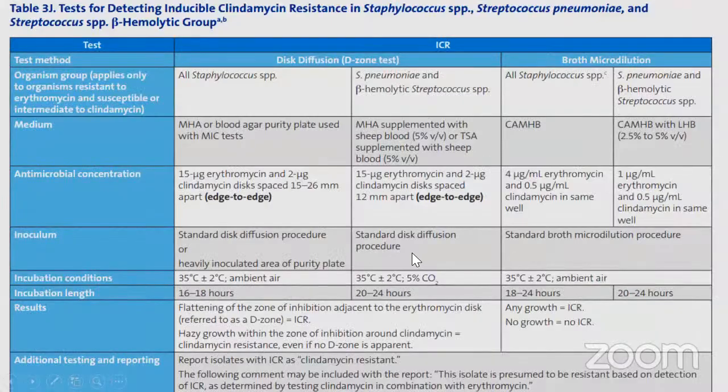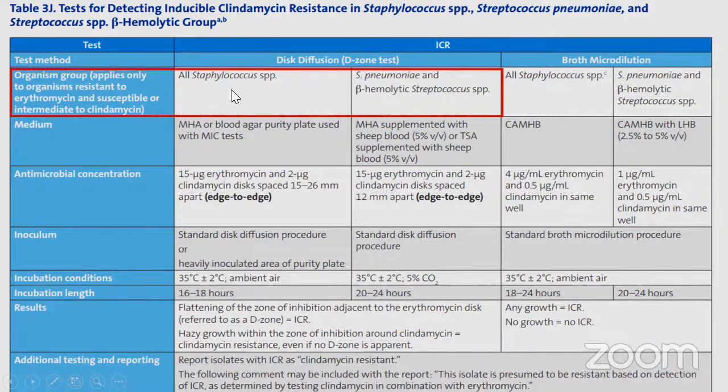So coming to Table 3J, that tells us how we are supposed to do the disk diffusion testing for the D-test. Very interestingly, we have to include only those organisms which are resistant to erythromycin and susceptible or intermediate to clindamycin. This holds true for all Staphylococci and for beta-hemolytic Streptococci. For Staph, we just need regular MHA, and for Streptococcus pneumoniae, of course, we require MHA supplemented with 5% sheep blood.